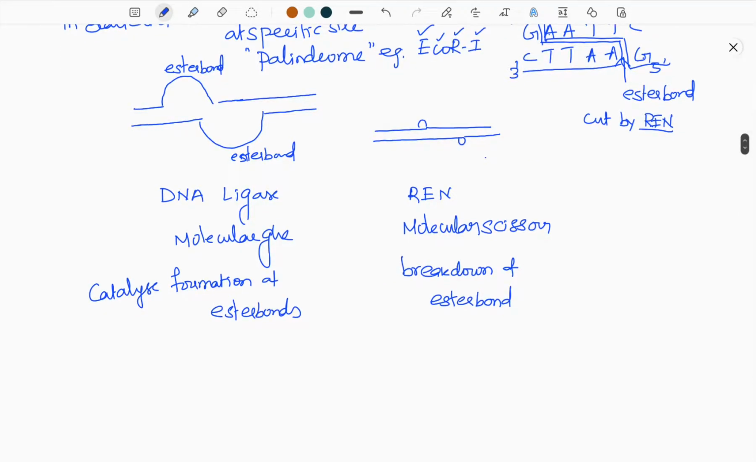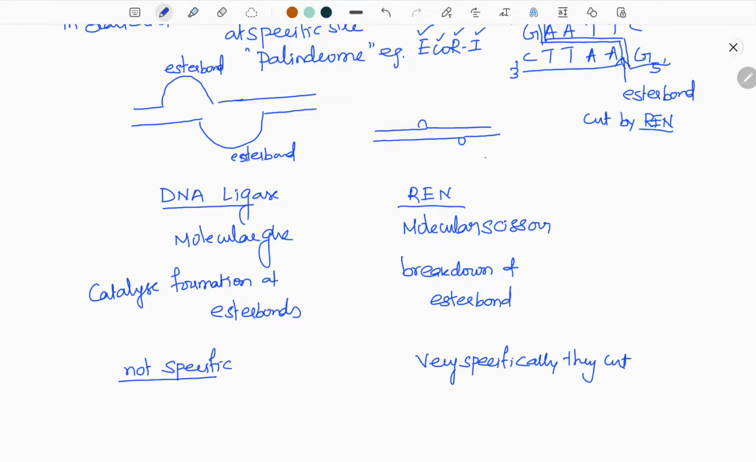Then what is another difference between DNA ligase and restriction endonuclease? Restriction endonucleases are very specific about where they cut; they won't cut all the DNA strand fragments from one end to the other. They cut very specifically. But DNA ligases are not like that. They can readily unite the two ester bonds. They are not specific. So these are analytical points about the DNA ligase and restriction endonuclease.